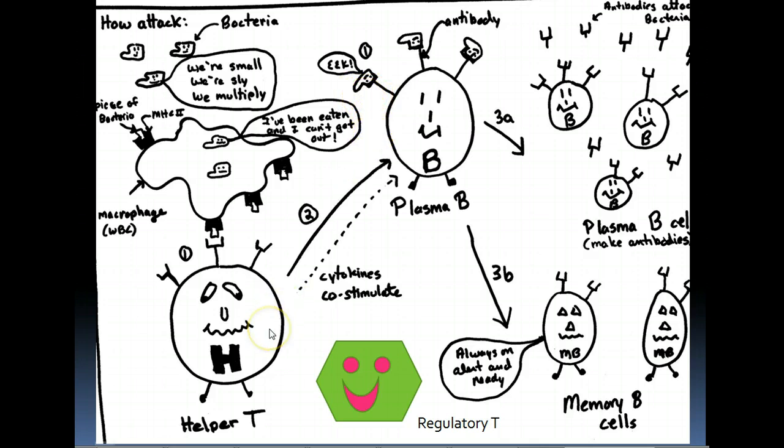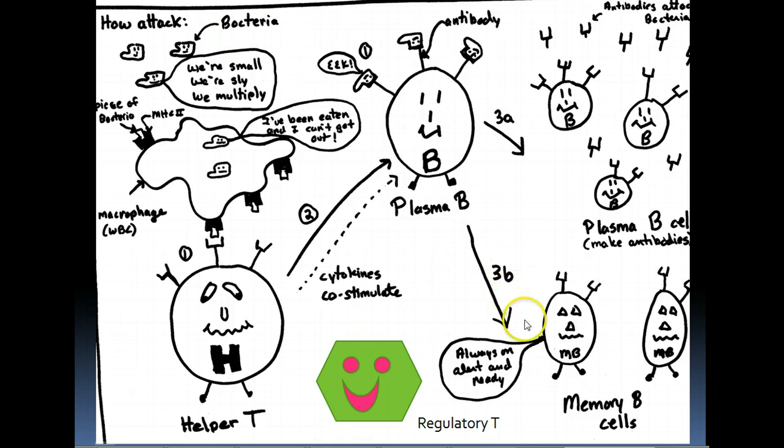Once we find the right helper T and we find the right plasma B, then they will co-stimulate each other through cytokines, and that will induce these plasma B cells to go through mitosis and to produce more plasma B cells and antibodies. And remember, antibodies are free floating. T cell receptors can only be stuck to a T cell. Antibodies can free float. So we get all these antibodies and all these plasma B cells that will then go after these bacteria and hopefully rid them from the body.